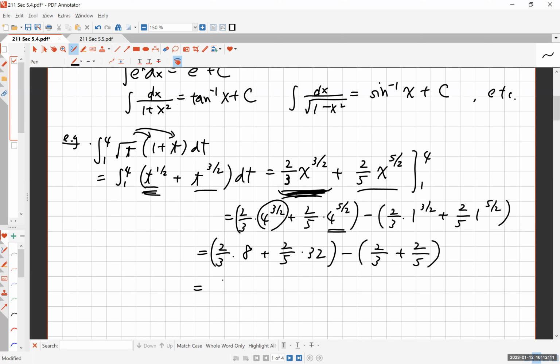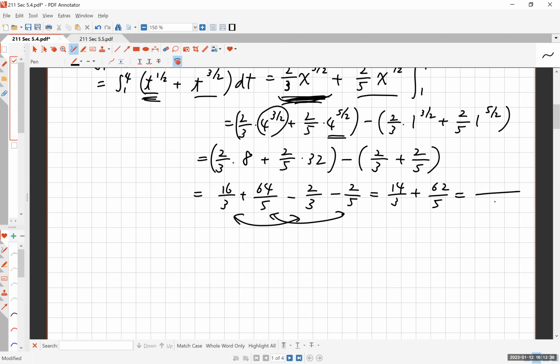That's easy, right? Okay, so I have 16/3 plus 64/5 minus 2/3, and then distributing the negative sign, I get minus 2/5. Let's combine these. That's 14/3. Let's combine these, and that is 62/5.